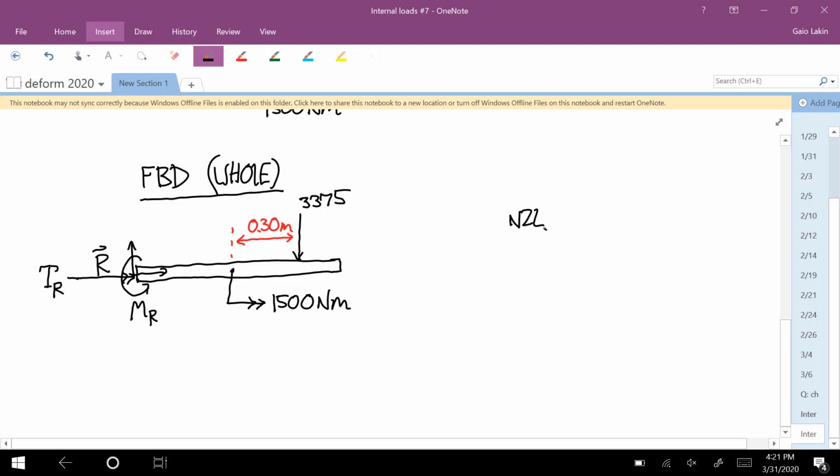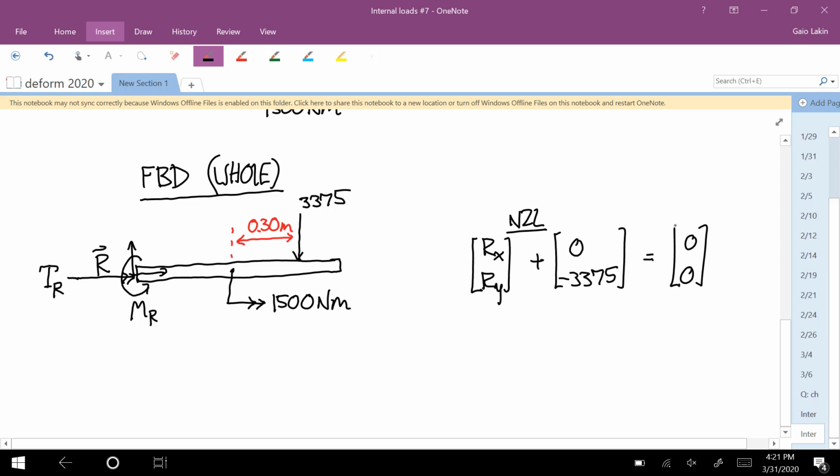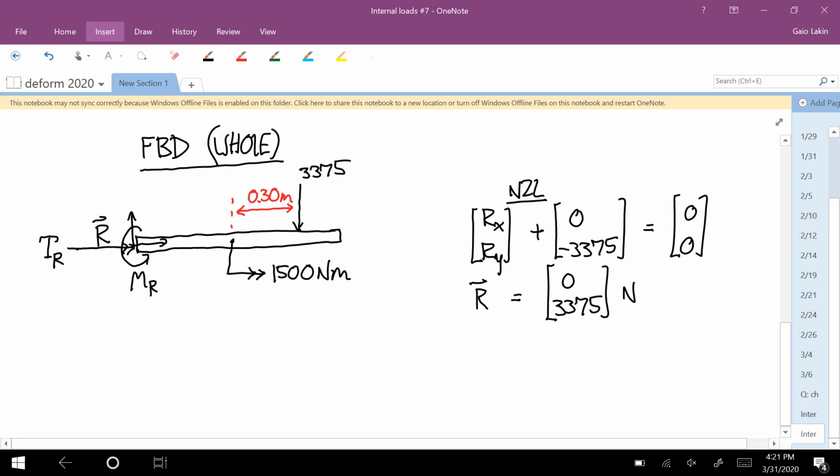So now Newton's second law: we have the reaction force at the wall, and the only other force we have anywhere is that downward force of 3375. Those have to add up to zero. And so our reaction force, R, is 0 for X and positive 3375 for Y. That's in newtons. So it's just an upward force at the wall of 3375.